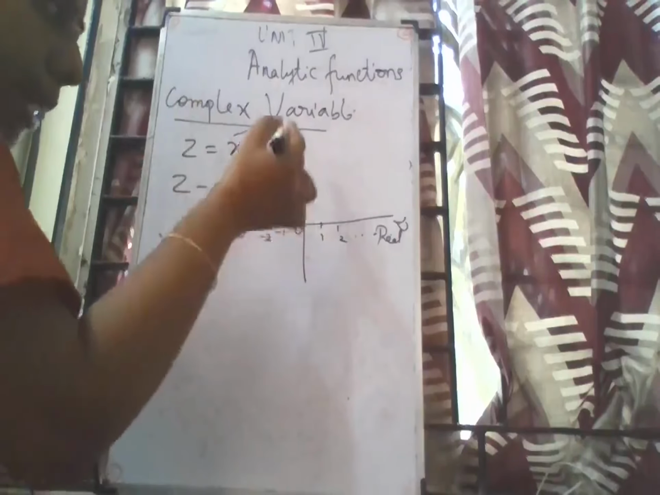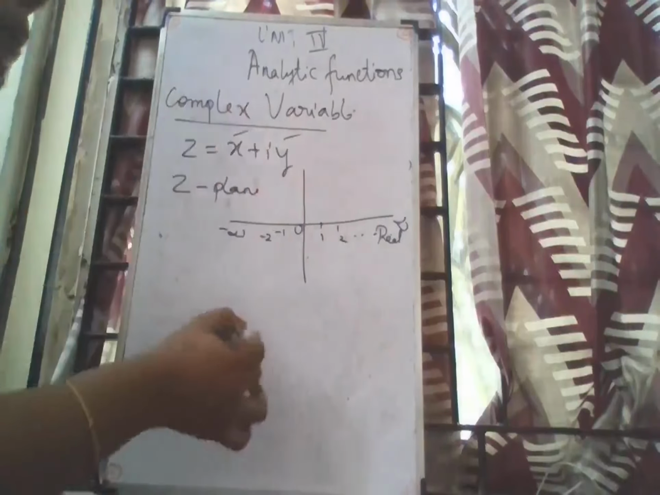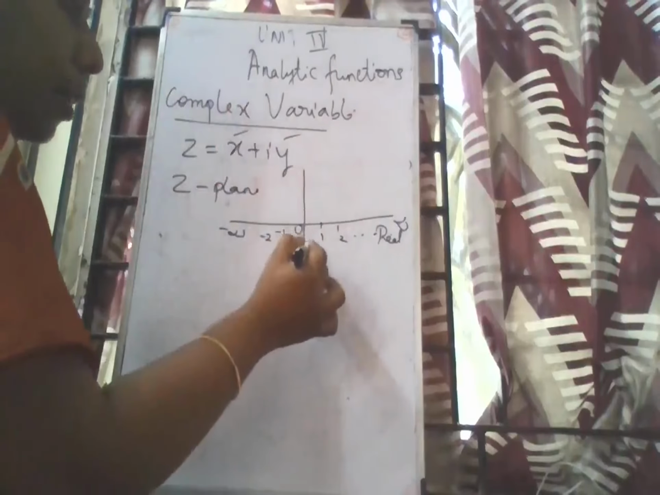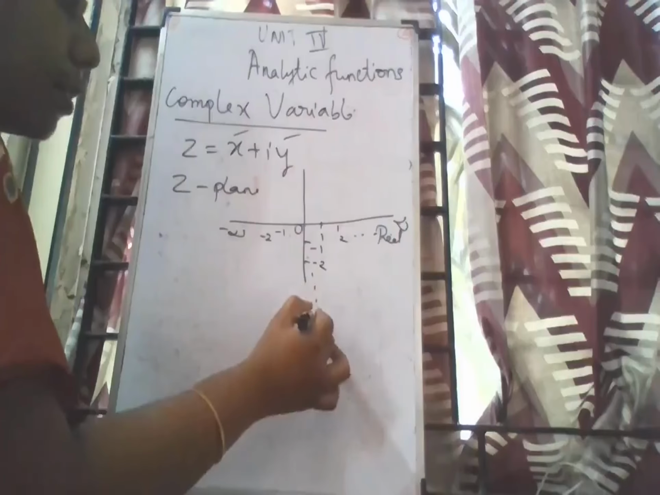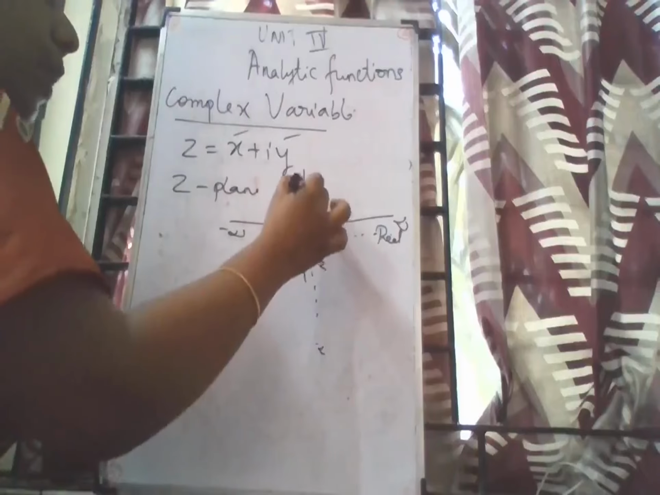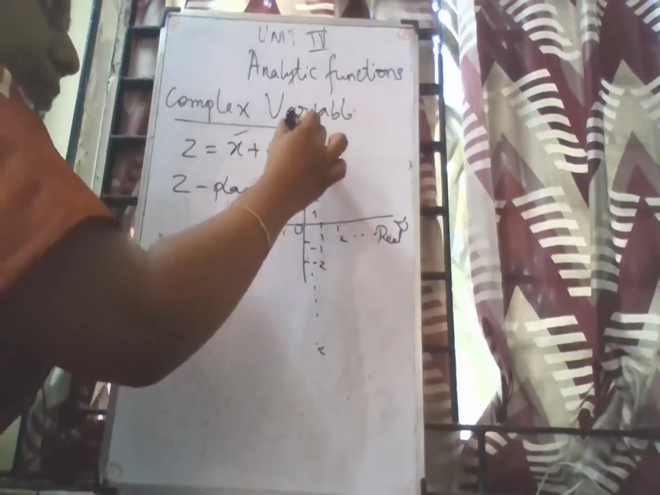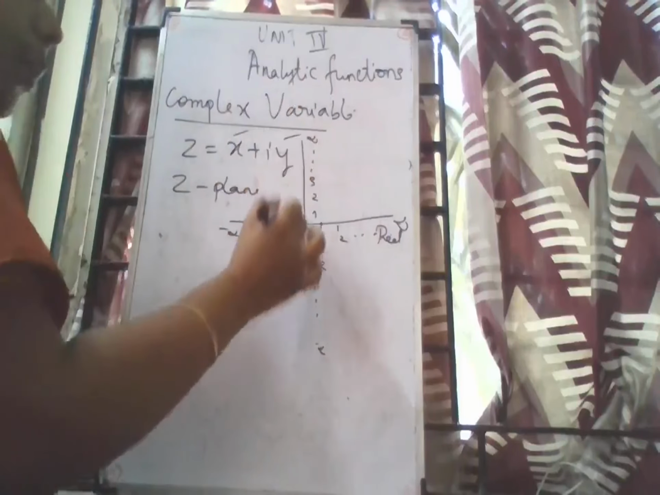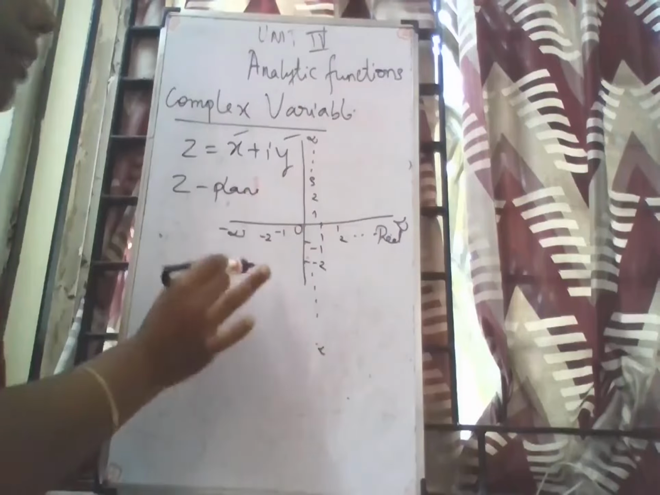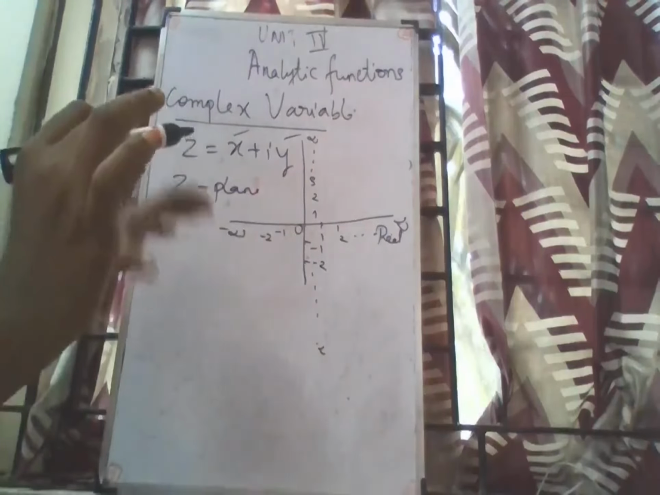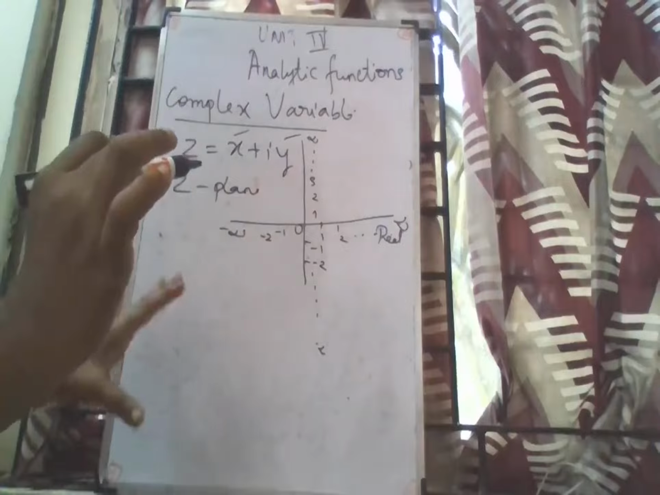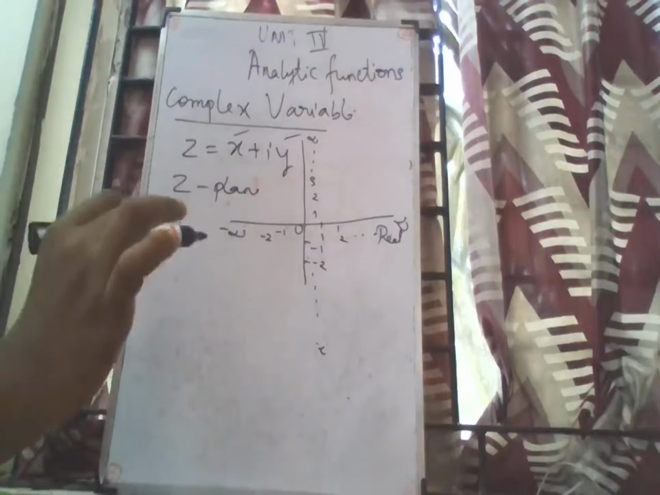As everyone knows, I'll draw the complex plane, like here minus 1, minus 2, etc., minus infinity, here plus 1, 2, 3, etc., plus infinity, it goes on. So actually we represent a complex variable only in this plane. Very, very important plane. For everything we take this plane.